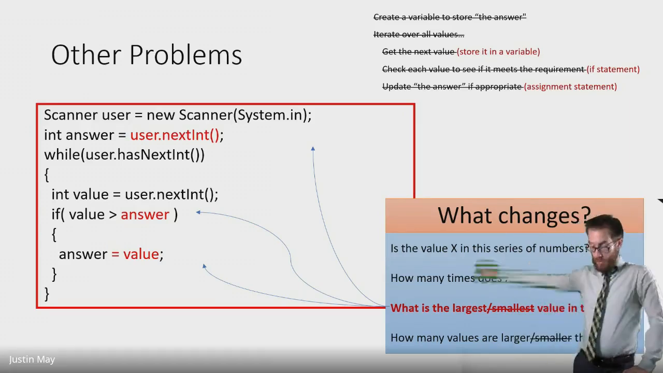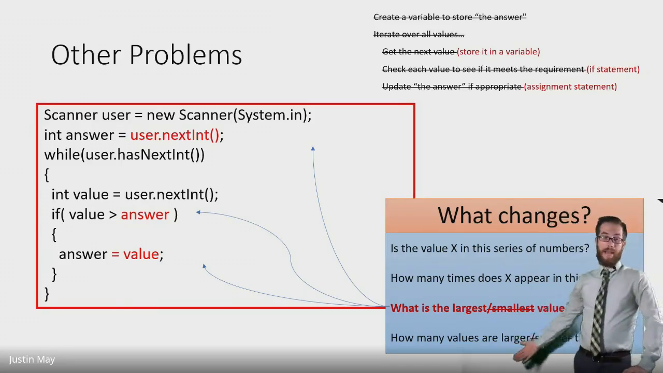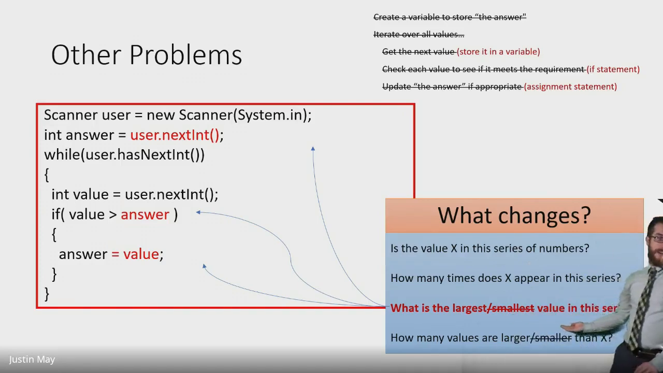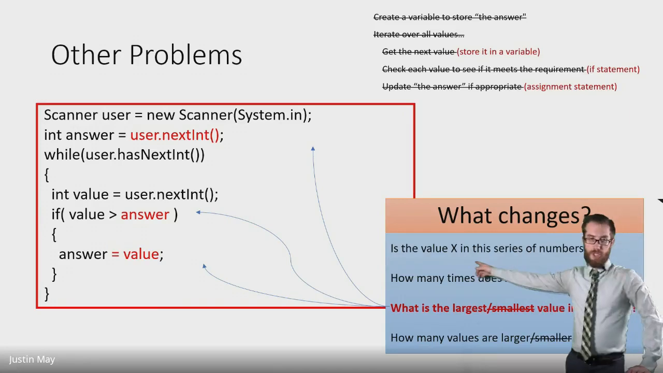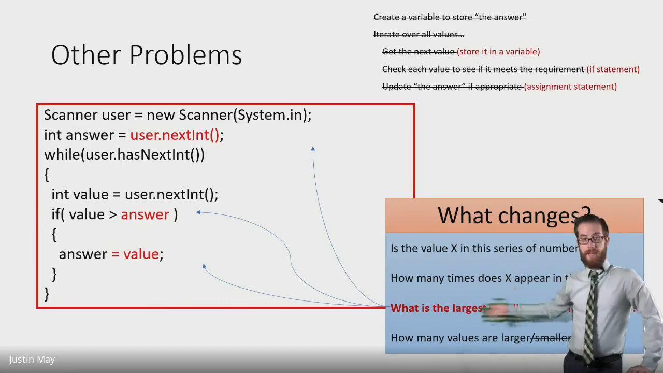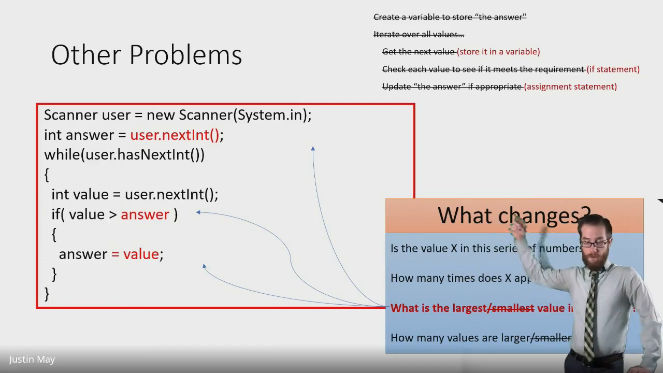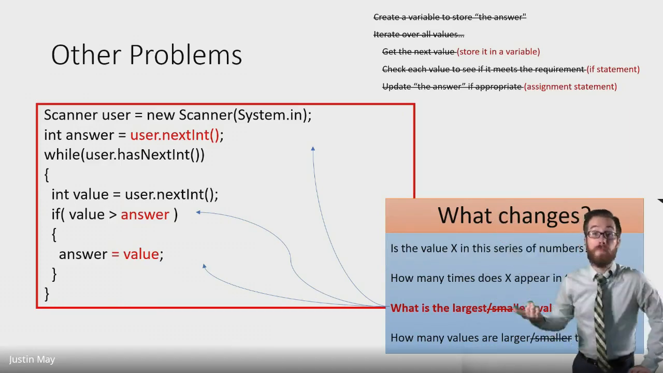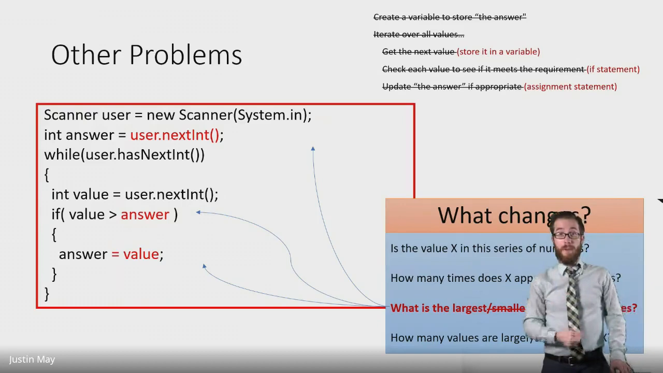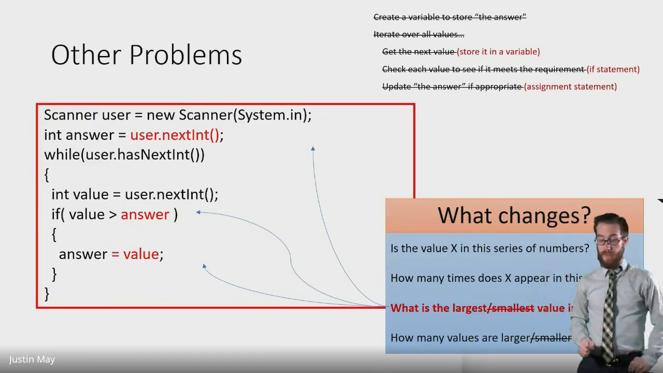So 3 changes here, and now we've got code that solves this problem, finding the largest value. And if you wanted to find the smallest value, you would just change that from a greater than to a less than, and the rest of it would stay the same. Because the same principle applies. The first value they type is also the smallest value they've typed, right? They've only typed one number. It's both the largest and the smallest value at the same time.